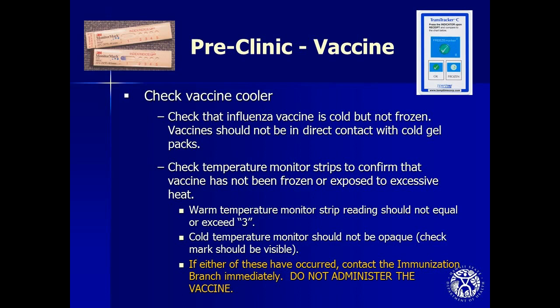A cold temperature monitor is pictured in the upper right-hand corner. The bubble should not be opaque and the check mark should be visible. There is an example in the picture of what is okay and what is frozen. If either monitor indicates that the temperature has gotten too warm or too cold, contact the immunization branch immediately. Do not administer the vaccine.